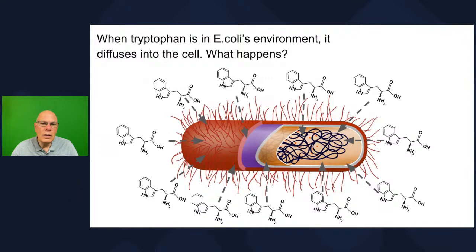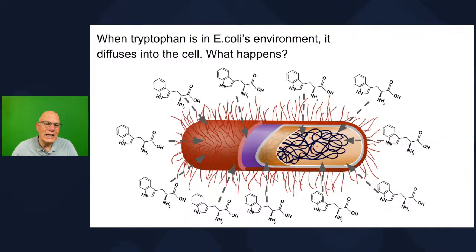But what happens when there is tryptophan in the environment? And again, here's how you've got to think about this. This E. coli can be inside you, right? It lives in the colons of mammals. You're a mammal. E. coli, in fact, lives in your gut. You have E. coli living in your gut now.